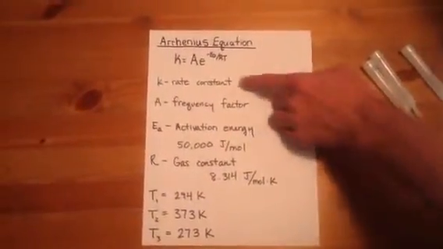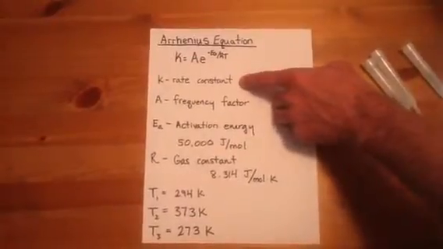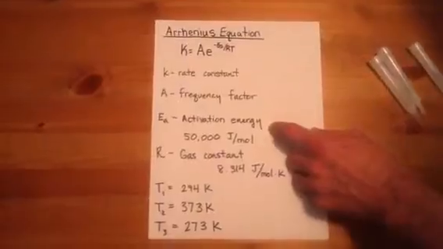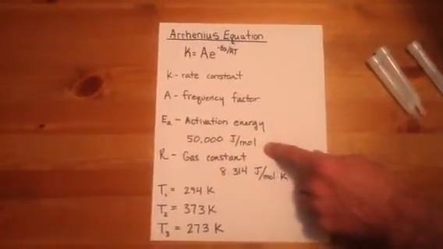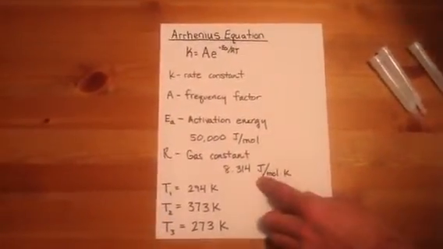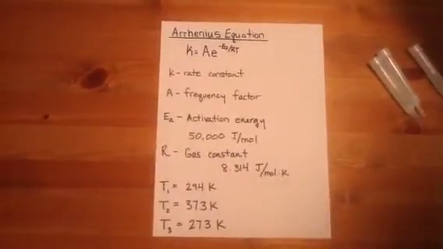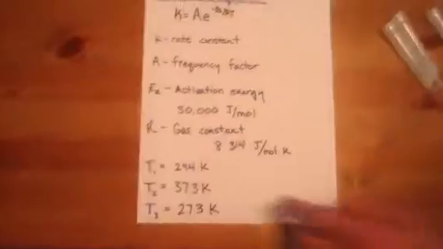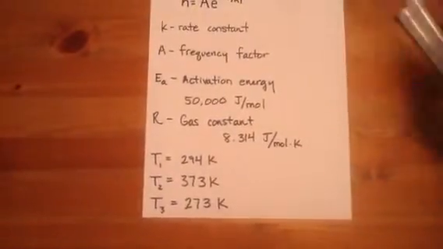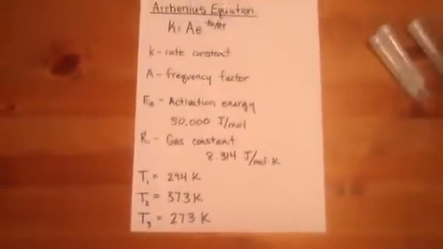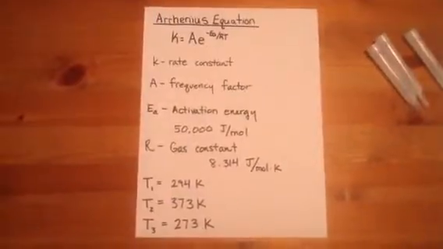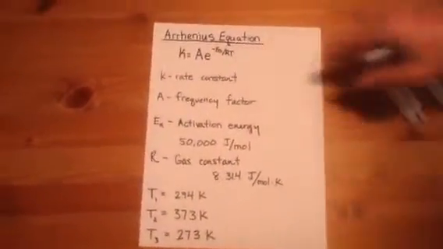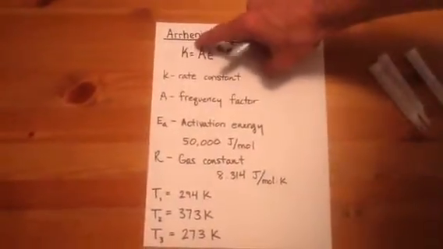We have the rate constant K, which we are solving for, the frequency factor, the activation energy, which is set at 50,000 joules per mole, and the gas constant, which is 8.314 joules per mole Kelvin. The three temperatures we will be using are here. You can see them up here. When we do the calculation, we attempt to show that by changing the temperature, T, we can change K, the rate of reaction.